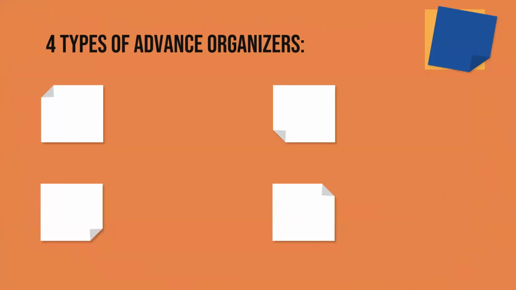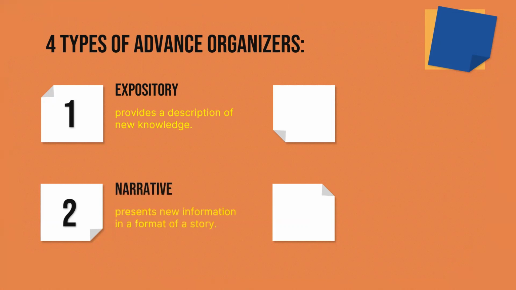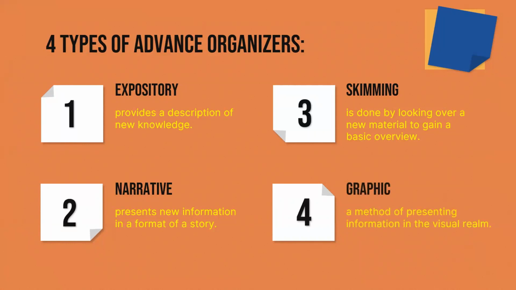There are actually 4 types of advanced organizers. The first one is what we call expository. It provides a description of new knowledge. Number 2, narrative, presents new information in the format of a story. Number 3, skimming, is done by looking over a new material to gain a basic overview. And number 4, graphic, a method of presenting information in the visual realm.